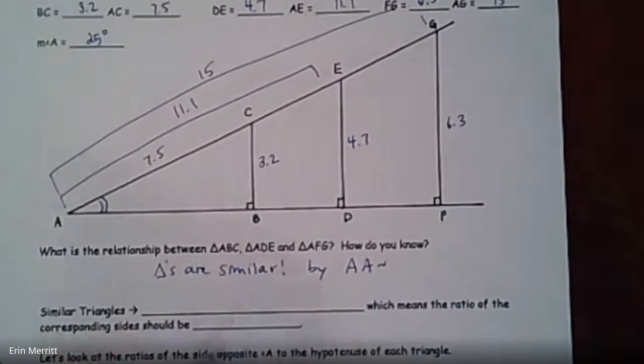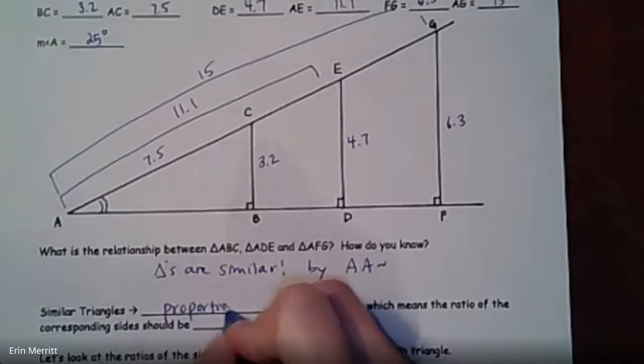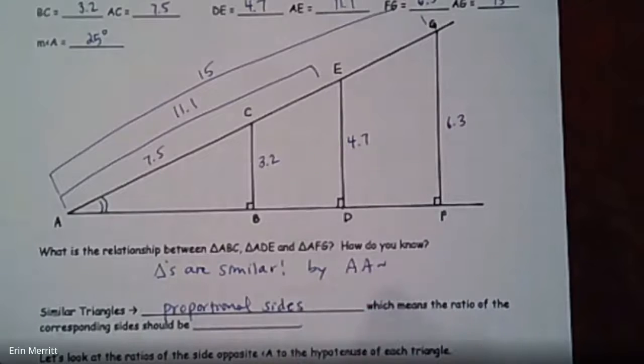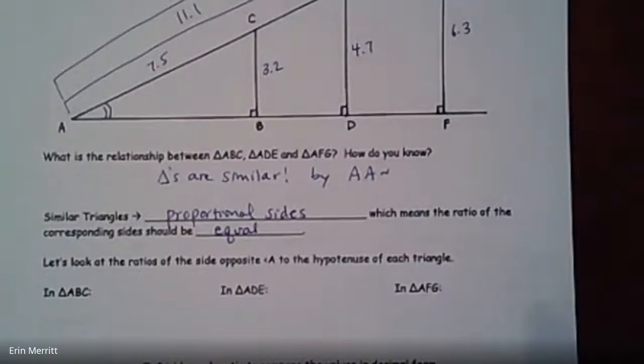So similar triangles imply what? Well, they imply equal angles, but then also proportional sides, which means the ratio of the corresponding sides should be equal to one another. So if we use those lengths and set up the ratios, they should come out equal.